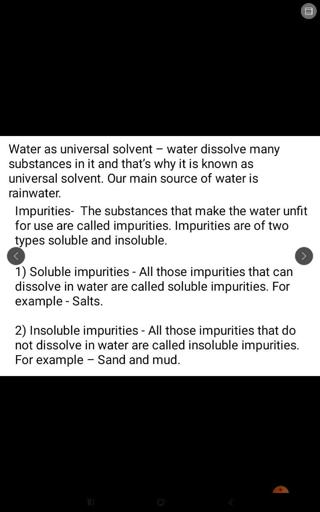Now we'll talk about the impurities of water. The substances that make the water unfit for use are called impurities. Impurities are of two types: soluble impurities and insoluble impurities. First we will talk about soluble impurities. All those impurities that can dissolve in water are called soluble impurities, for example, salts. And insoluble impurities are those that do not dissolve in water, for example, sand and mud.